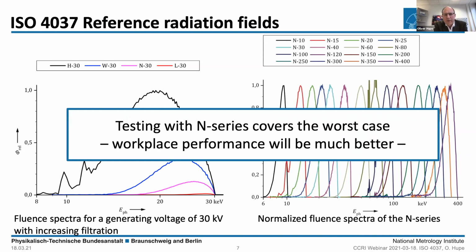Testing with the N series covers the worst case, because this is, we say, monoenergetic. By far it is not monoenergetic, but it is assumed as monoenergetic. And if you have performed this test with the N series, you can be sure that at broader workplace fields, the performance of the device will even be better. That means if you have to test an eye-lens dosimeter, which is normally used in radiology with the RQR series, you can perform the test with the N series, and you can be sure that the device will perform better in these radiation fields.